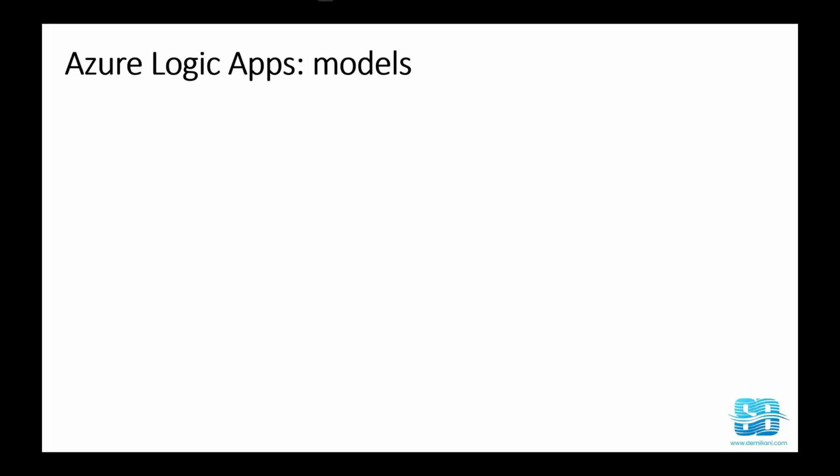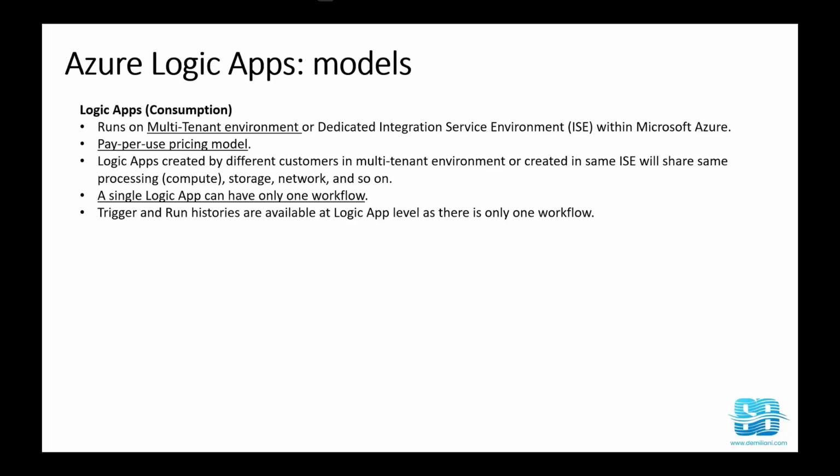Related to that, Logic Apps has different models. Power Automate has no models. In Power Automate, you go into make.powerautomate.com and you start creating your flow. In Logic Apps, there's the concept of what type of model of workflow you want to create. And Logic Apps has two main plans.